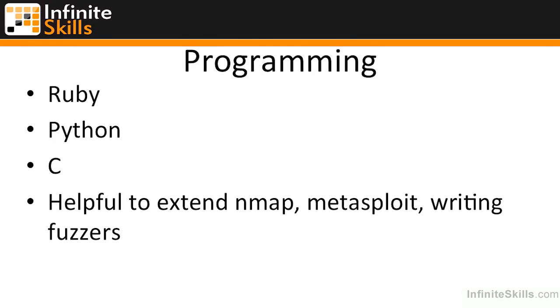Some good languages to know are Ruby, Python, C, and these are really helpful to be able to extend Nmap, Metasploit, and being able to write fuzzers. Knowing C, as an example, is a pretty good starting point because the structure and syntax of a lot of these other programming languages follows C. So if you understand C and how that's put together, it will really help you get into some of these other programming languages. Like Nmap, for example, uses a programming language called Lua. If you knew Ruby or Python or C, you should probably be able to pick up Lua pretty well.